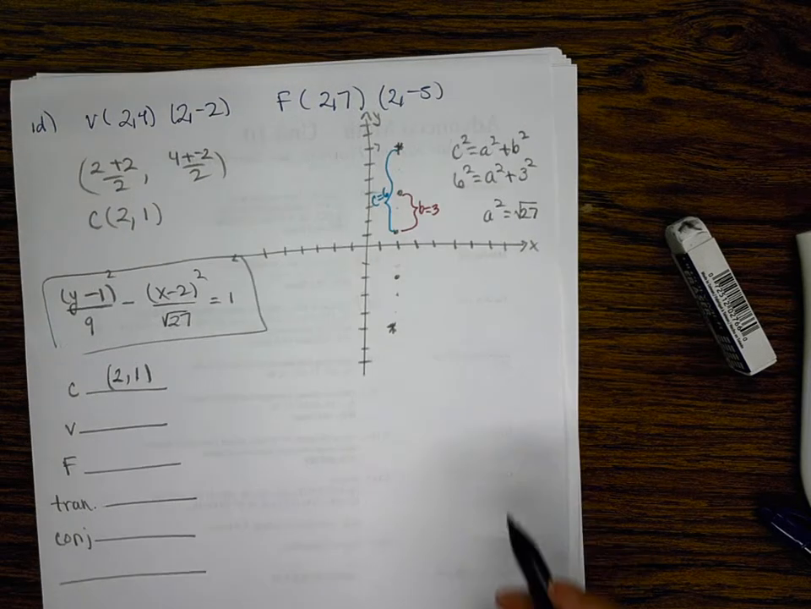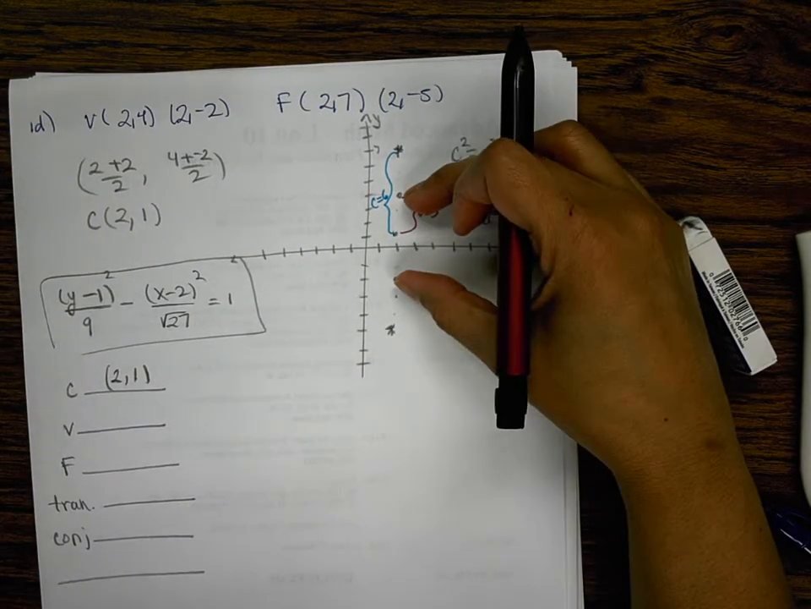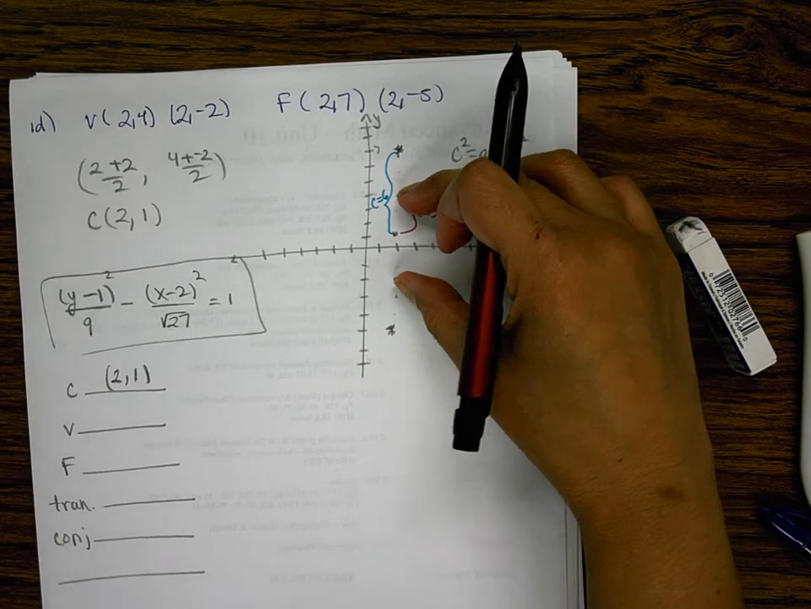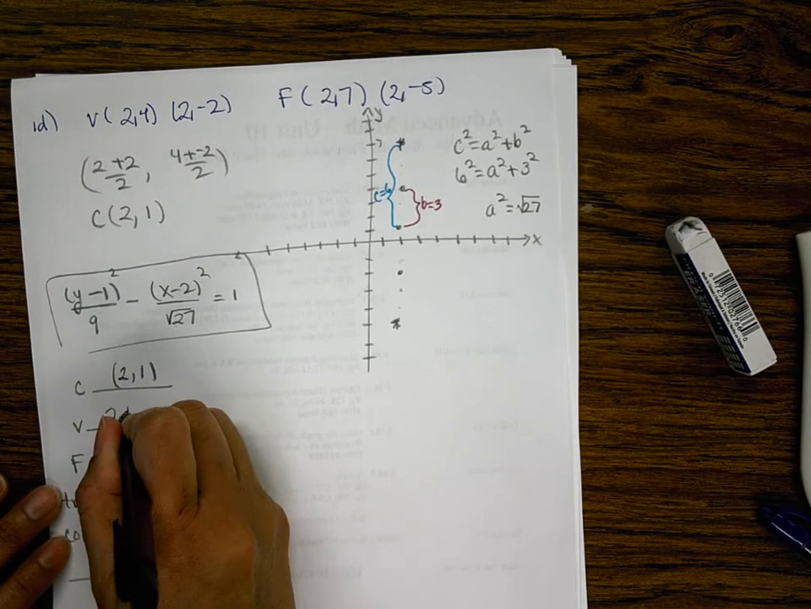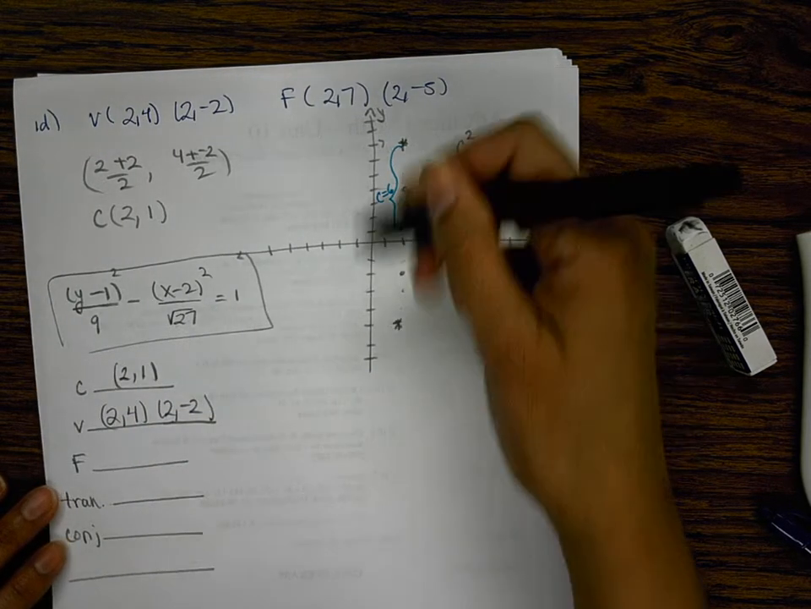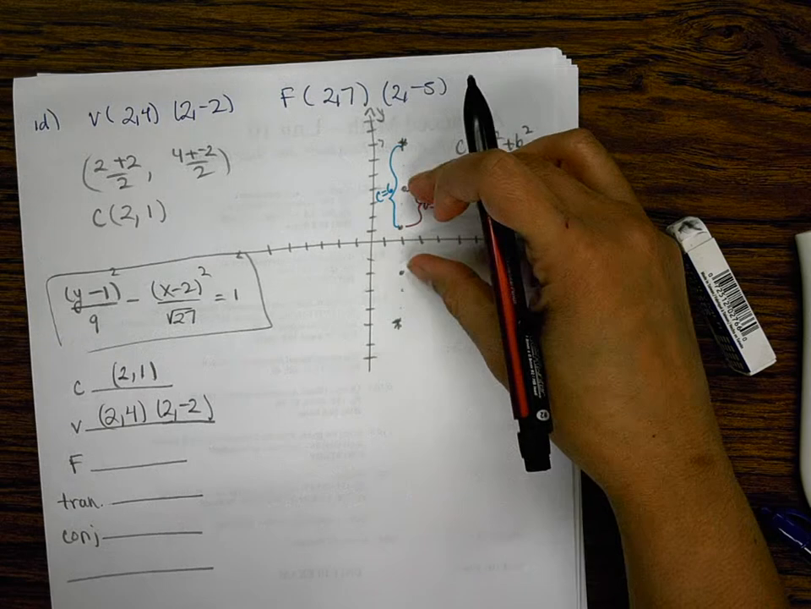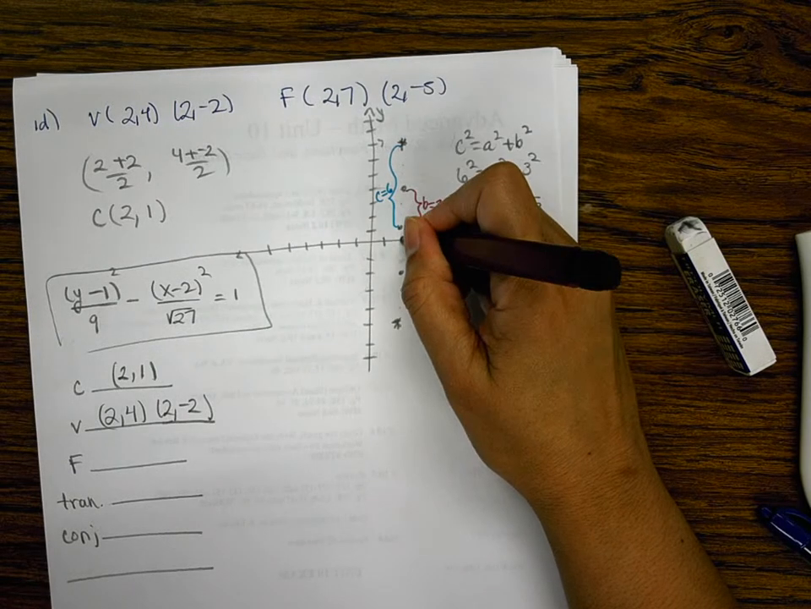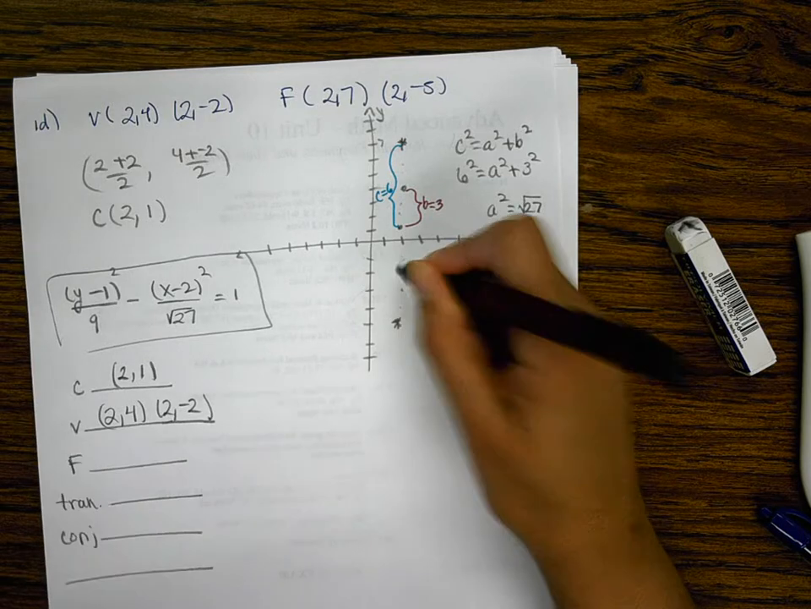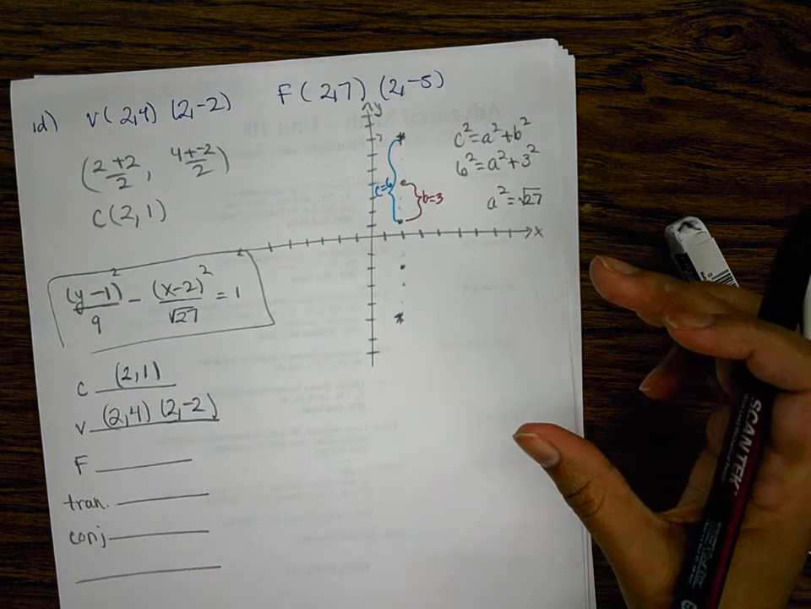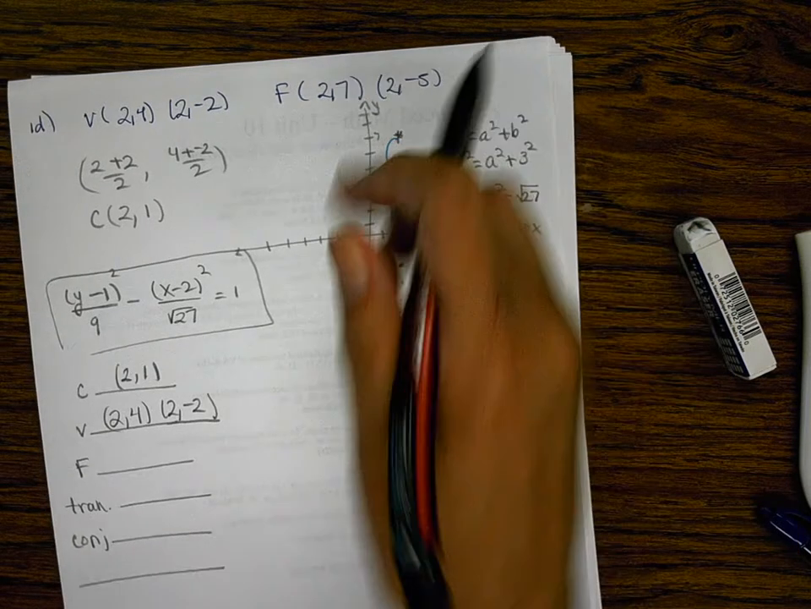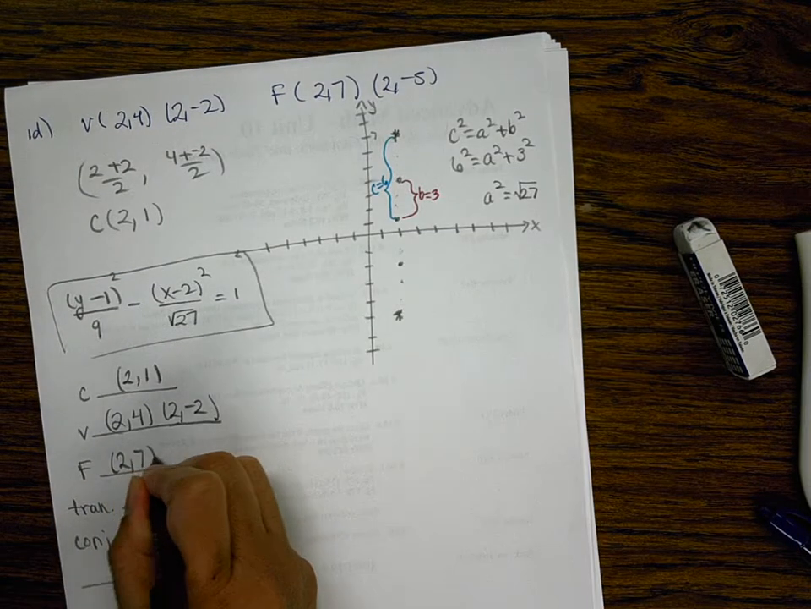Okay. Vertices are these endpoints here. And those endpoints are 2, 4, and 2, -2. And when you're doing it on the test, you'll have graph paper, so it'll be a little easier to count. So it's these there. 1, 2, and then 1, 2, 3, 4, and 2, -2. Foci are these two dots there, which are 2, 7 and 2, -5, and they gave those to us as well, 2, 7 and 2, -5.